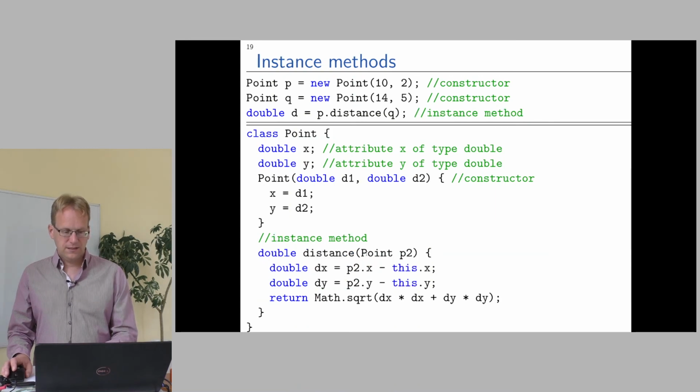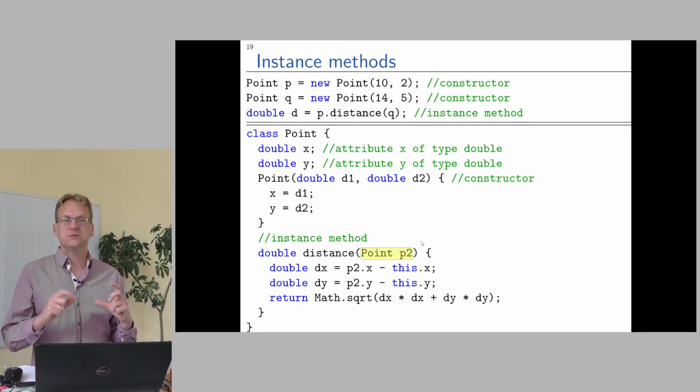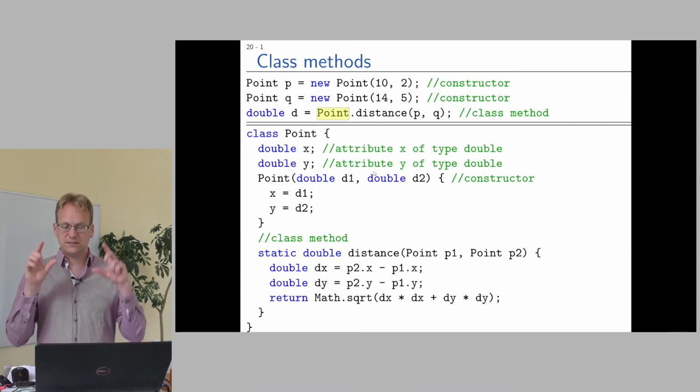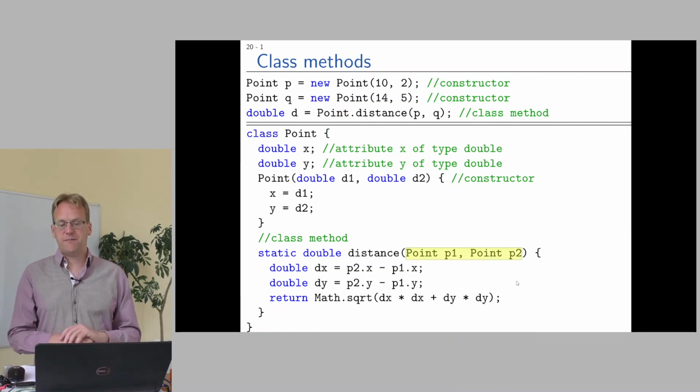Now, here, I'm calling this method for some point. Therefore, in these round brackets, I needed to provide only one other point. But here I'm calling this method for a class, namely for class Point. And therefore, in the round brackets, I need to provide 2 arguments, namely, let's call them P1 and P2, and both of them are of type Point.